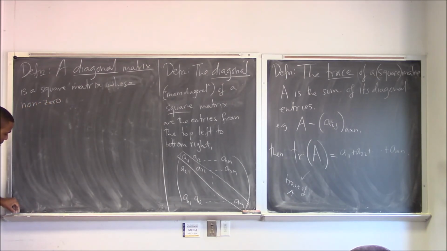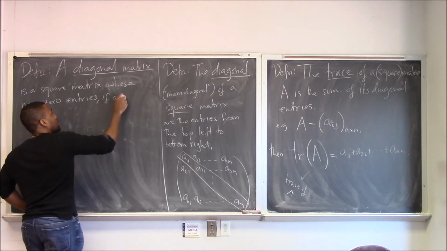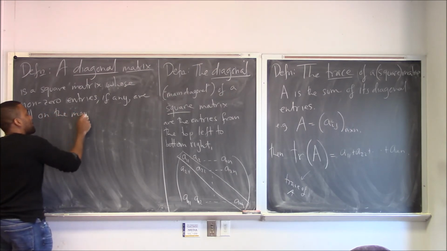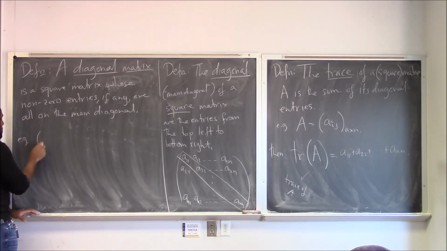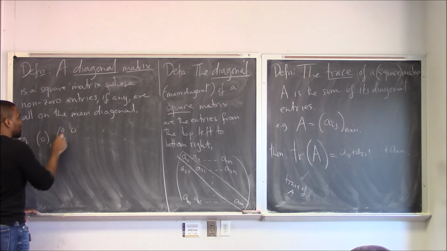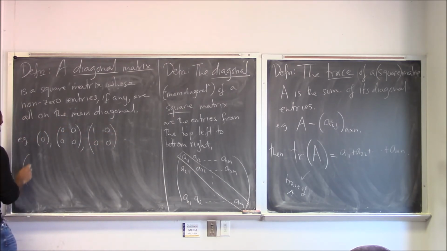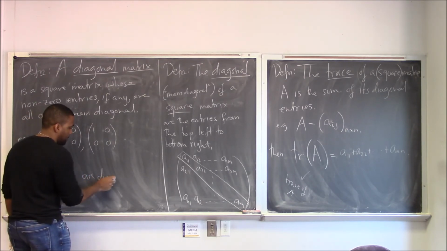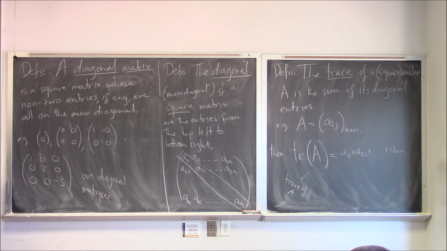Sometimes you define this in terms of the affirmative or the negative, but a diagonal matrix is a square matrix whose non-zero entries, if any, are all on the main diagonal. Example. Right? These are all diagonal matrices.